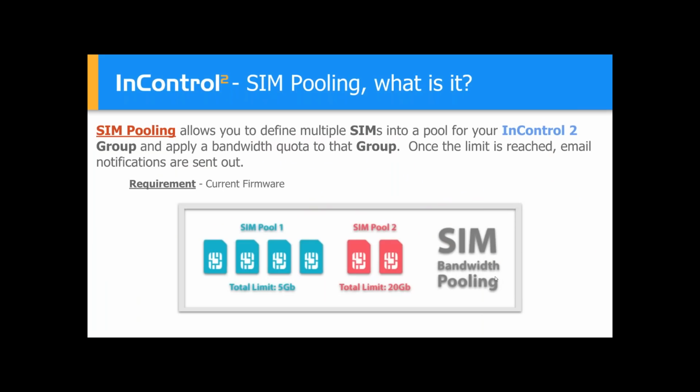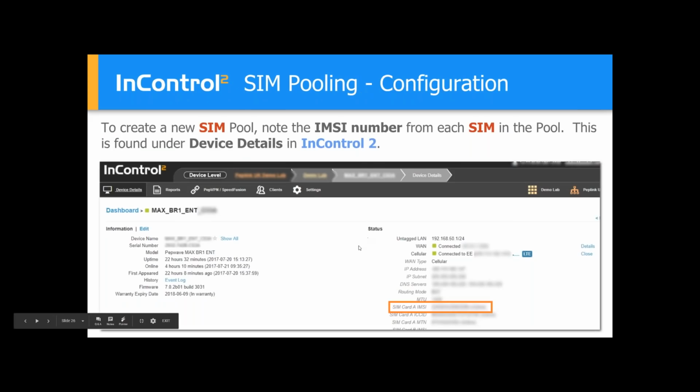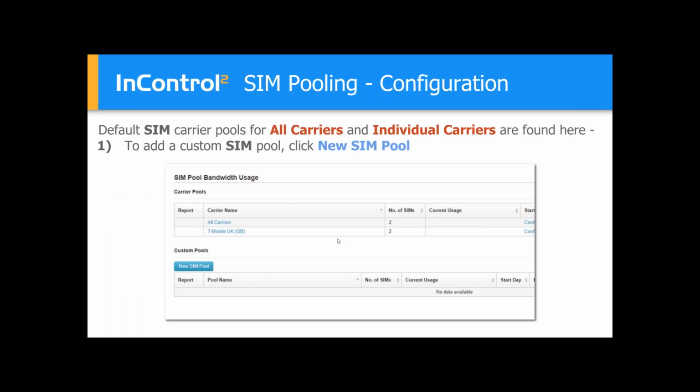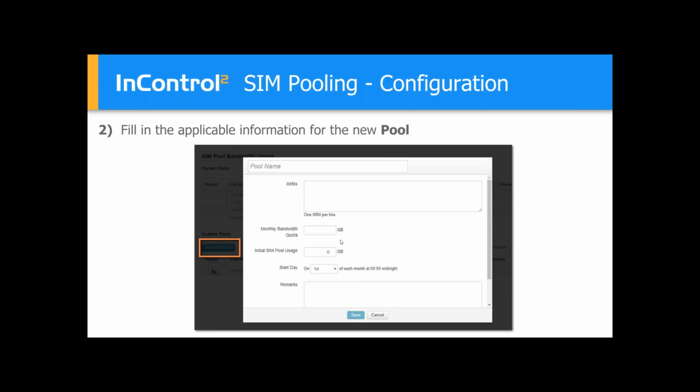SIM pooling. SIM pooling is more administrative, but what it does allow you to do is to add SIMs into a data pool in your IC2 account and then apply a quota to that group. And then once you go ahead and exceed that limit, you're going to get notified via email. And we just go ahead and get the IMSI number from each SIM in the pool, add it to the usage report, and then define how much data is going to be in that pool.